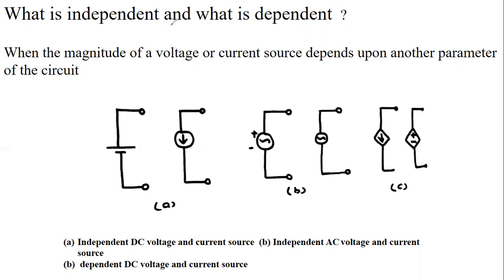So what is a dependent source? We are talking about the dependent voltage source and current source, whose voltage and current depend upon another parameter of the circuit. First, we have seen here these two are independent DC voltage source symbols, and that is the independent DC current source symbol. This is my independent AC voltage symbol, and here we have an arrow, so this is the independent AC current symbol. A dependent source is always represented by a diamond shape. If it has an arrow, it is a current source, and if there is a plus minus sign, it is a voltage source. So this is my dependent voltage source, and this is my dependent current source.